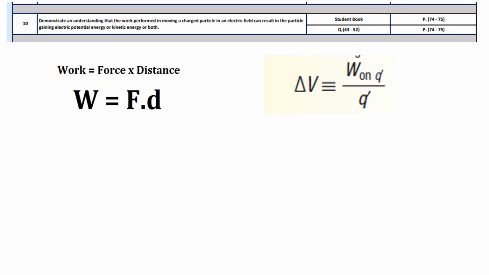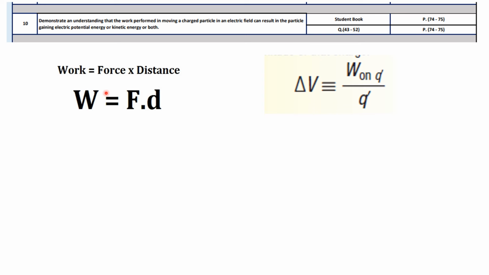Okay, one of the most important parts here, question 10 or bullet number 10: demonstrate an understanding that the work performed in moving a charged particle in an electric field can result in a particle gaining electric potential energy or kinetic energy or both. Okay, we'll see here. So they are discussing the term of work.